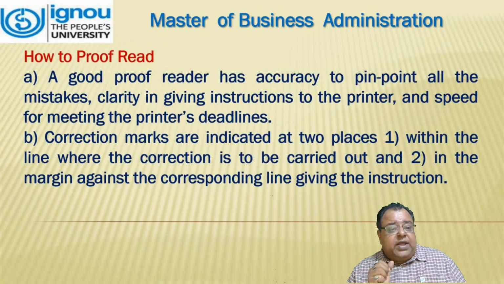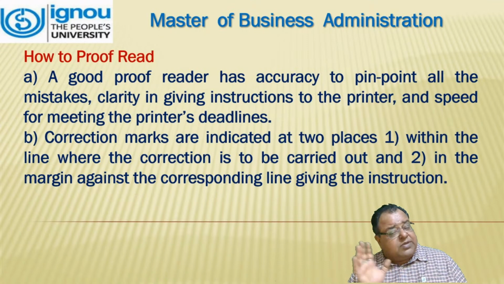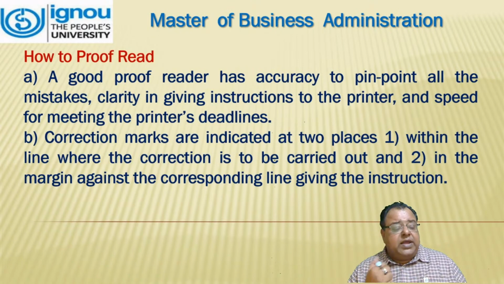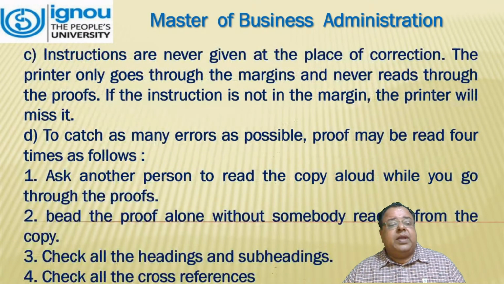How to proofread? A good proofreader has an accuracy to pinpoint all the mistakes, clarity in giving instructions to the printer, and speed for meeting the printer's deadline. Correction marks are indicated at two places: within the line where the correction is to be carried out, and in the margin against the corresponding line, giving the instructions.